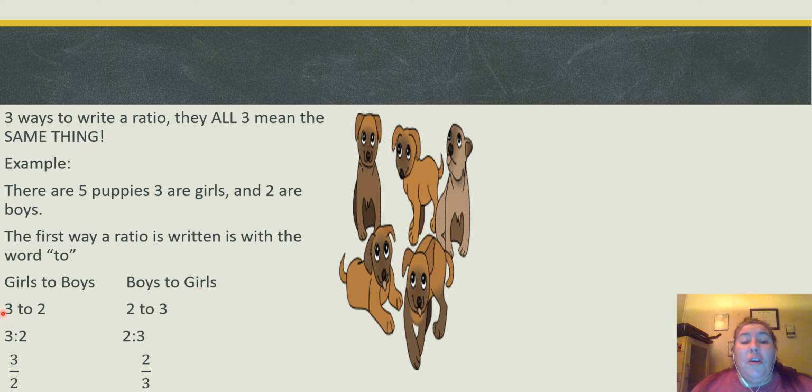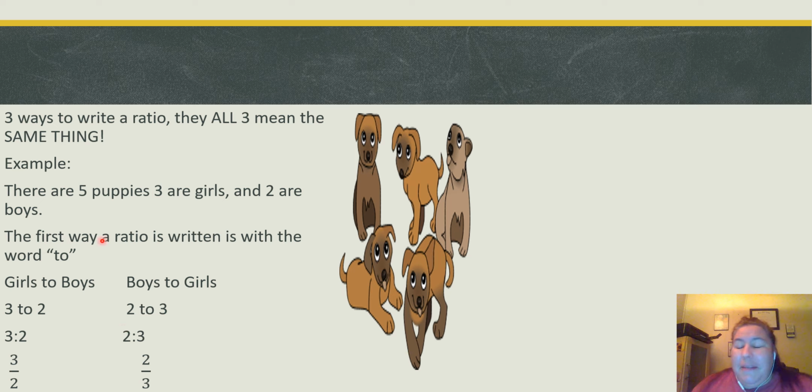The next way that you can write a ratio is to use a colon. You put a colon in the middle to separate the values. So for girls to boys, you would write 3 colon 2. If you're asked for boys to girls, you would write 2 colon 3.